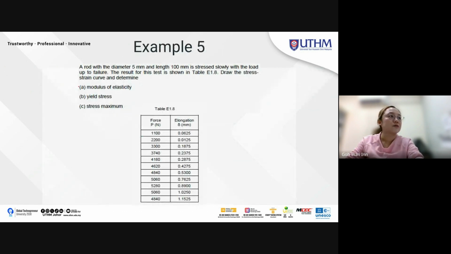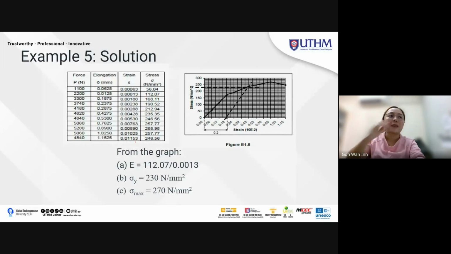This example: a rod with a diameter of 5 mm and length of 100 mm is stressed slowly up to failure. So imagine you are doing this in the lab. The result is shown in Table E 1.8. Draw the stress-strain curve and determine the modulus of elasticity E, yield stress, and maximum stress. So all these you need to plot into a graph.